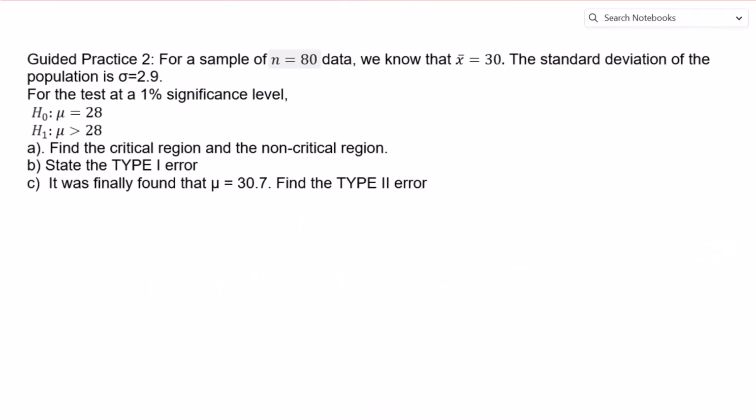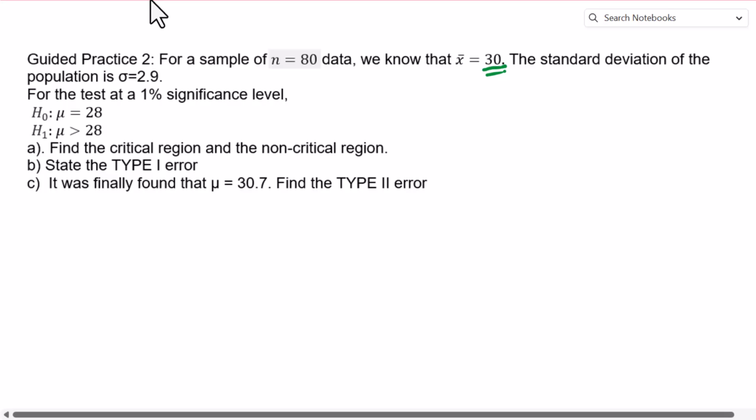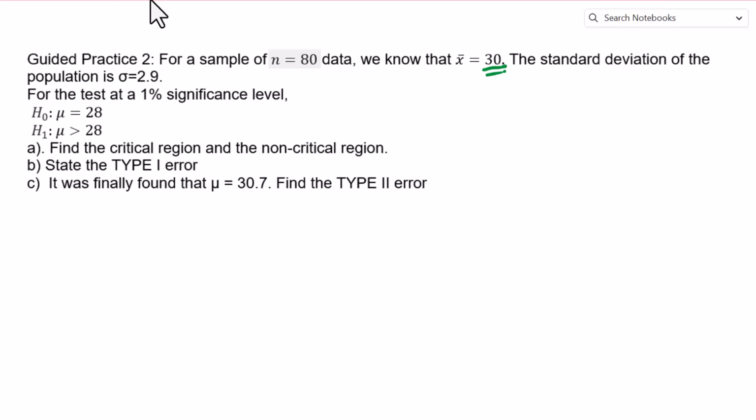Let's go to guided practice 2. For a sample n equals 80, we know that x bar equals 30. The standard deviation of the population is sigma equals 2.9. For the test at 1% significance level, H0 mu equals 28, H1 mu greater than 28. A. Find the critical region and the non-critical region.